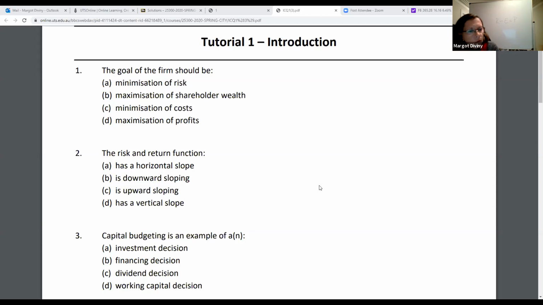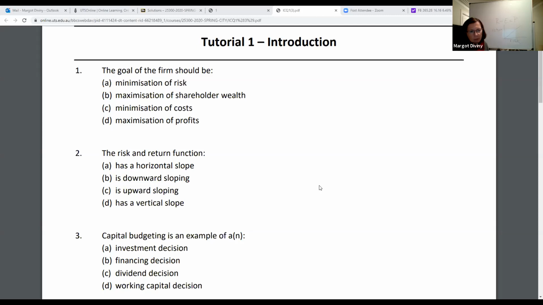Okay, question 2, the risk and return function. Risk is on the horizontal, return is on the vertical. What sort of relationship do we think there is? Upward sloping. Thanks very much, Adib. It is upward sloping, because if you take on more risk, you should be expecting to be rewarded with a greater return. Fantastic, thank you.